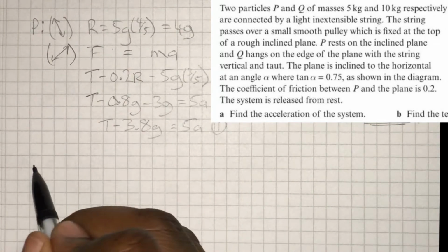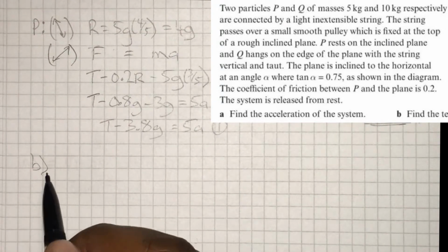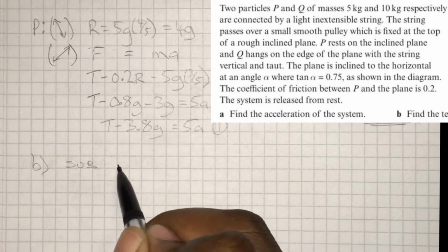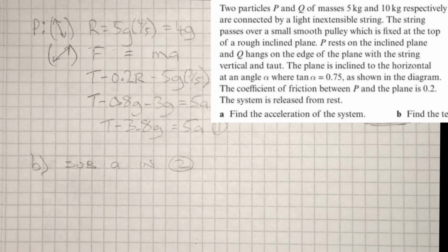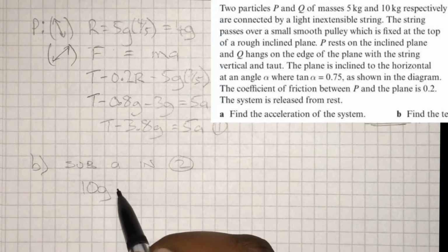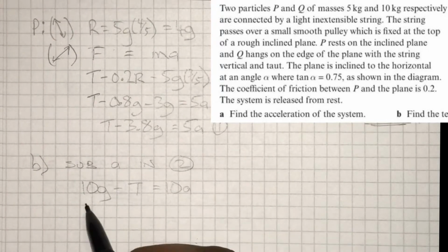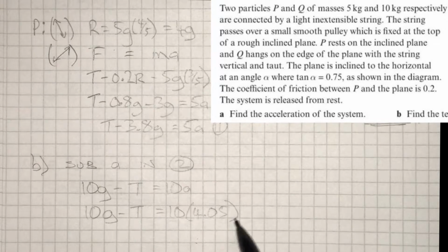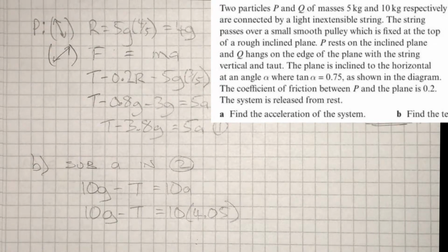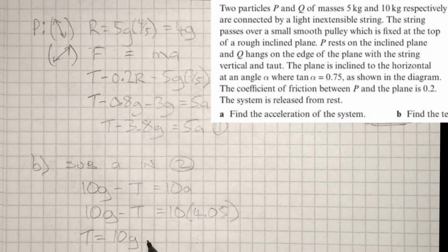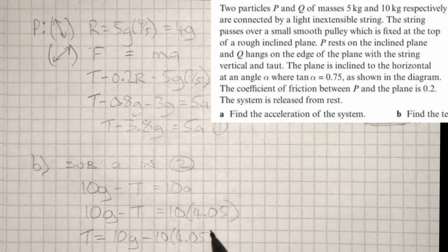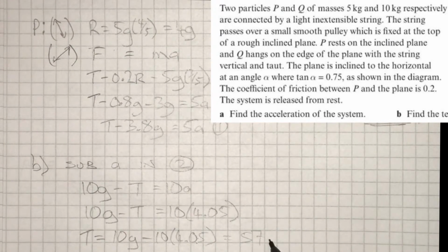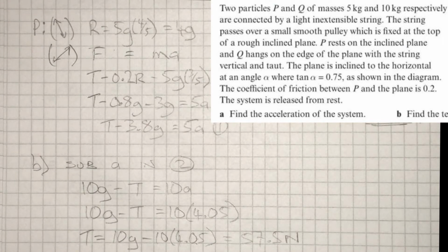Okay, and the second bit of the question asks for us to find out what T is. What is the actual tension in the string? Well, I'm just going to choose one of the particles to consider and substitute the acceleration into the expression for that particle. So in number 2, which was for Q, 10g minus T equals 10a. 10g minus T equals 10 times 4.05. And making T the subject here, and punching this into the calculator, we get 57.5 newtons for the tension in the string.